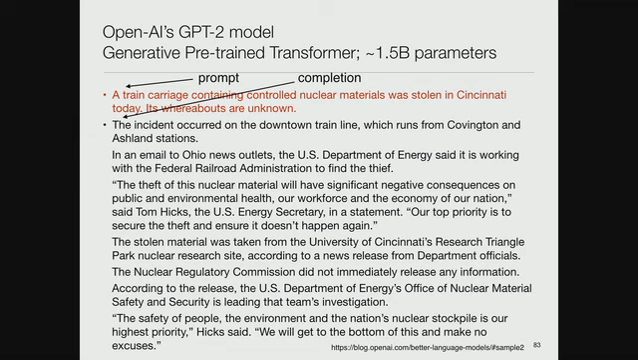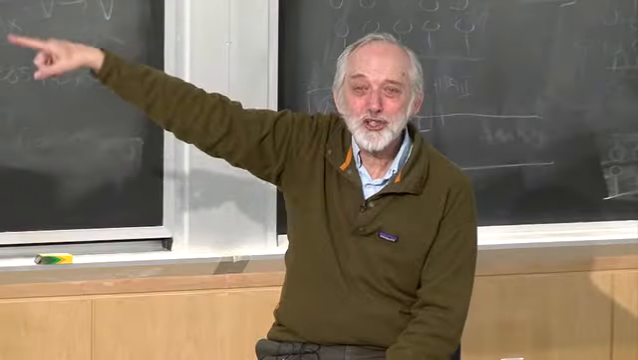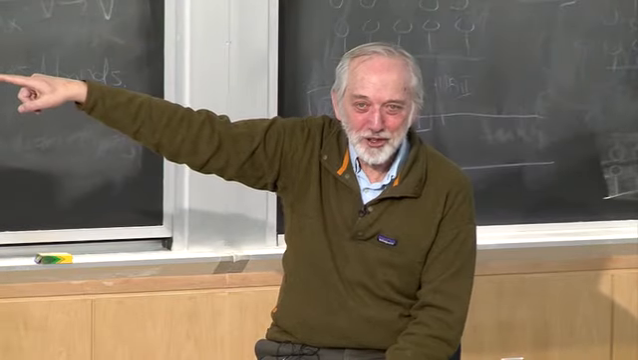And the system comes back with the completion that says the incident occurred on the downtown train line, which runs from Covington and Ashland stations. In an email to Ohio news outlets, the U.S. Department of Energy said it's working with the Federal Railroad Administration to find the thief, etc. Okay, this looks astoundingly good.